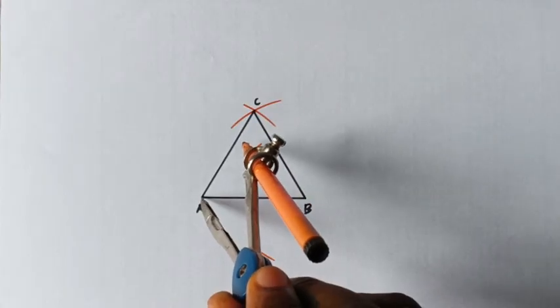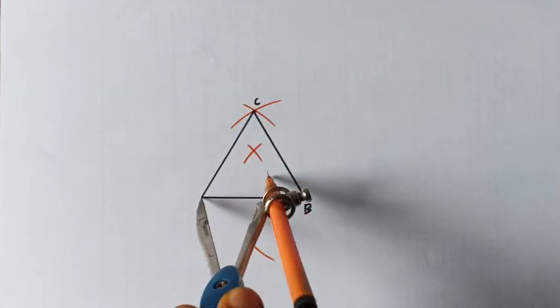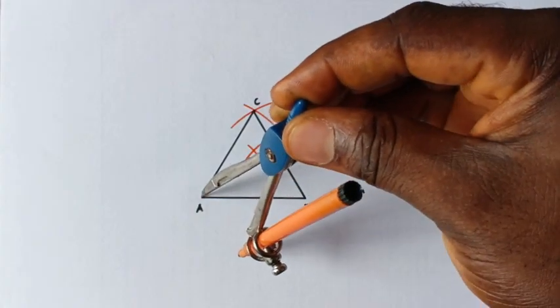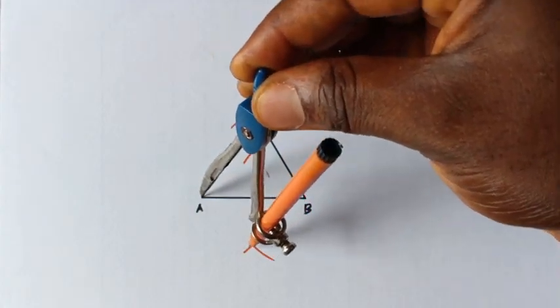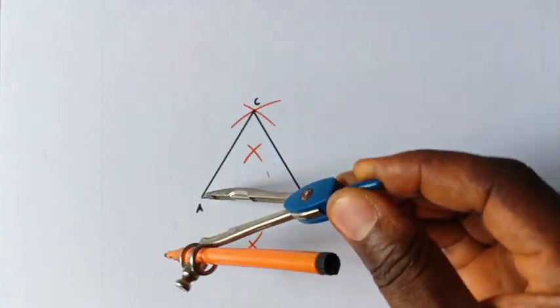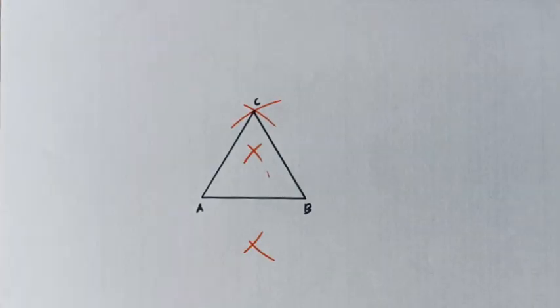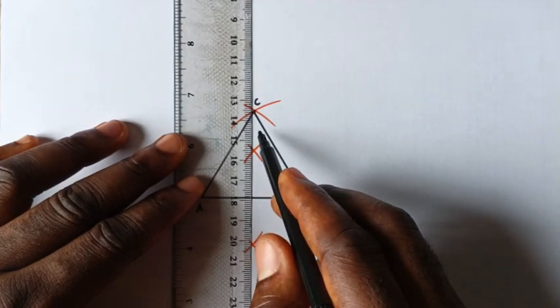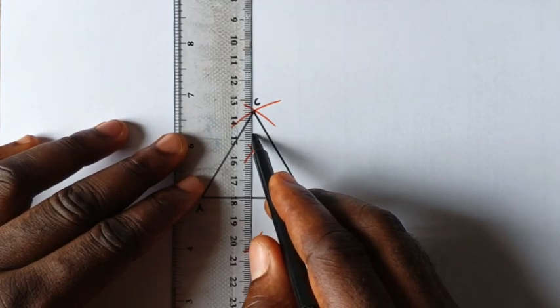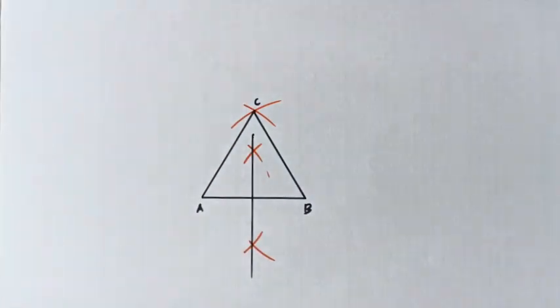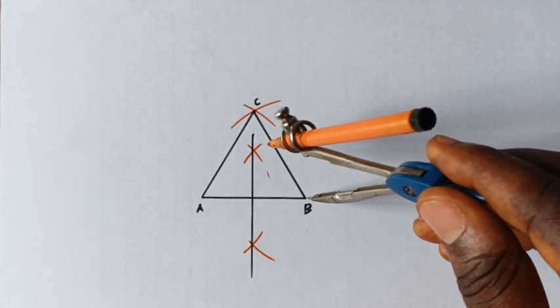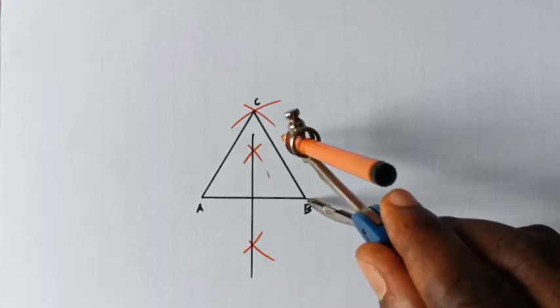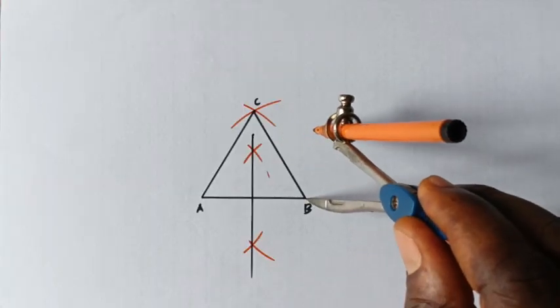And then you stand at point A. You repeat that same process using the same radius. And then you proceed, and you draw a straight line. So now once you draw a straight line, you repeat that same process at this point. You now bisect line BC.